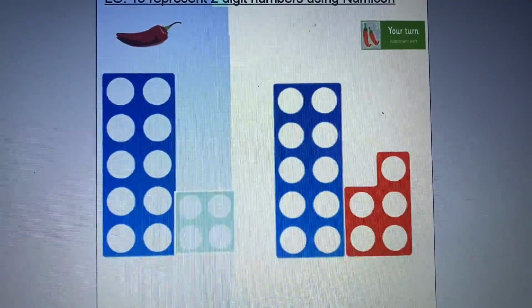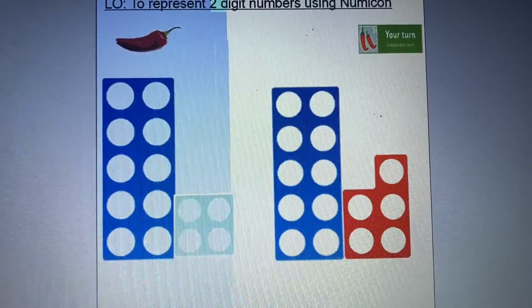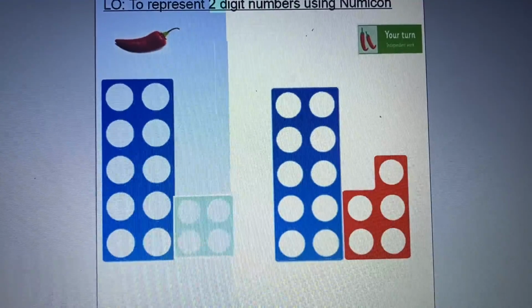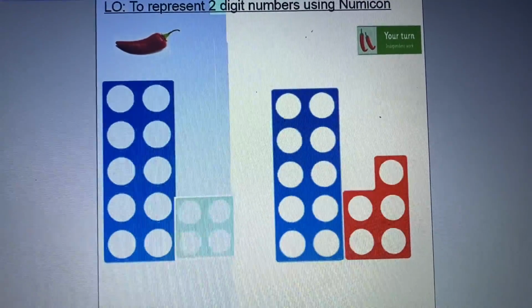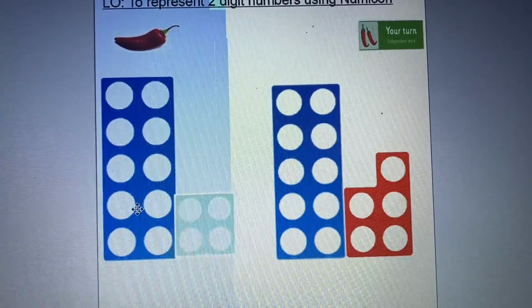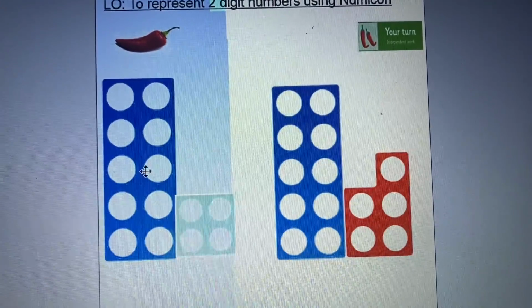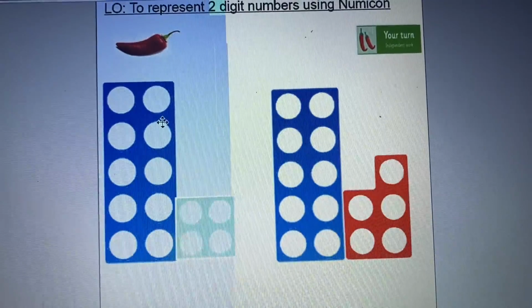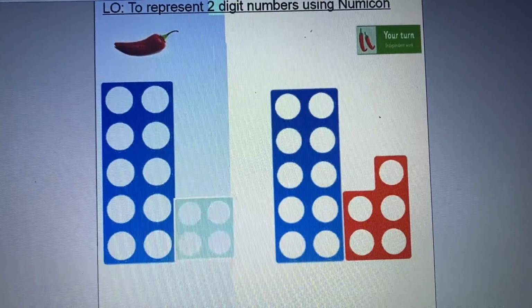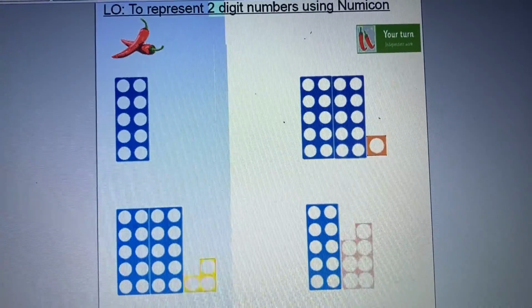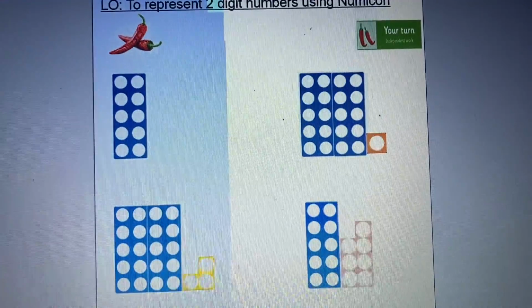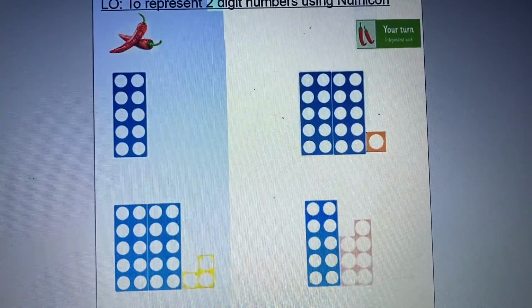So, chilli ones. Here are your 2 questions. We've got some Numicon, and you've got to see if you can represent them by completing what 2-digit number it represents. Chilli 2, you've got some here, a couple more, and slightly bigger. So, have a look, make sure it doesn't catch you out.